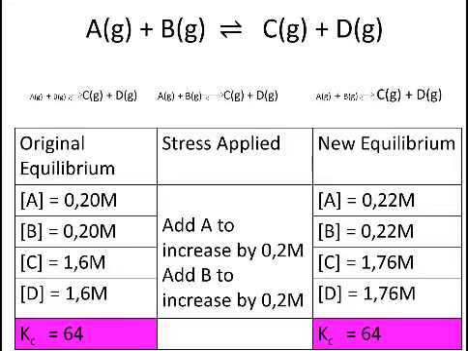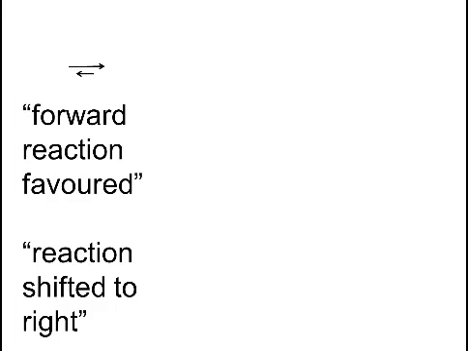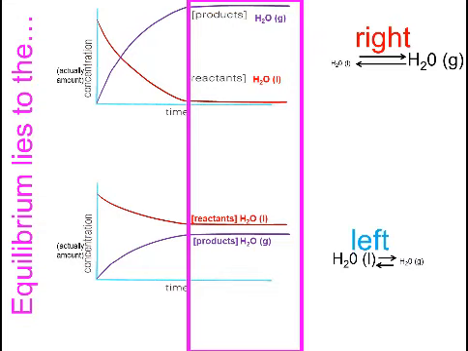Now, you need to be careful, because if I say to you that the forward reaction was greater than the reverse reaction, or if I say the forward reaction was favored, or if I say the reaction is shifted to the right, I'm referring to the period of time for which the reaction is not in equilibrium. But if I had rather said that the reaction lies to the right, or lies to the left, then I would be referring to the periods of time when the reaction was in equilibrium. So lying to the right and left refers to a system which is in equilibrium, and it refers to the relative concentration of reactants compared to products.